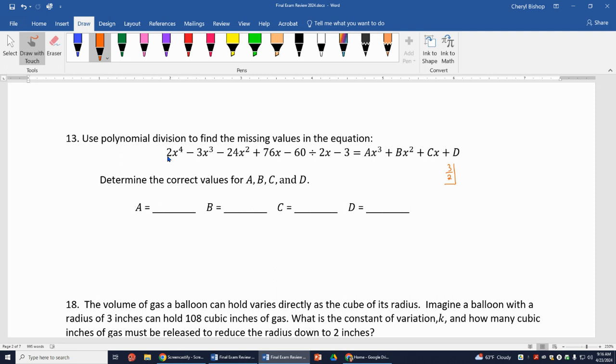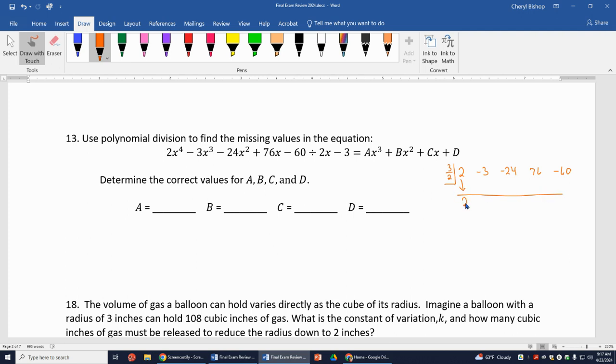My coefficients are 2, -3, -24, 76, and 60. And I have x to the 0, 1, 2, 3, and 4, so I'm not missing any. So I'm going to write them in order: 2, -3, -24, 0, +76, and a -60.